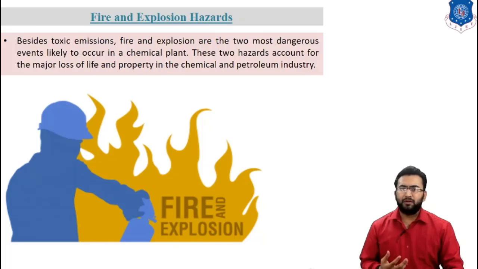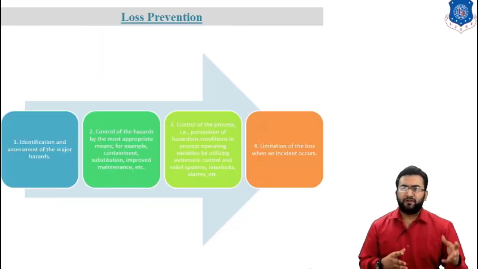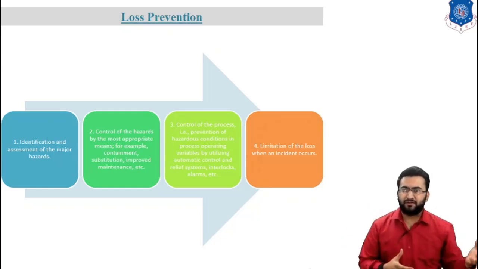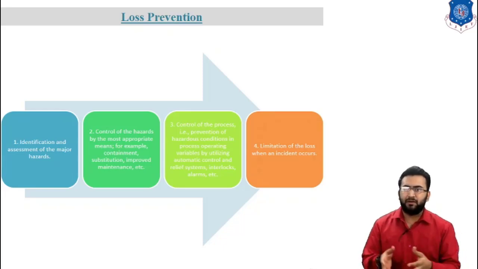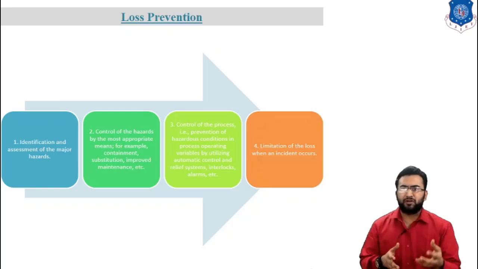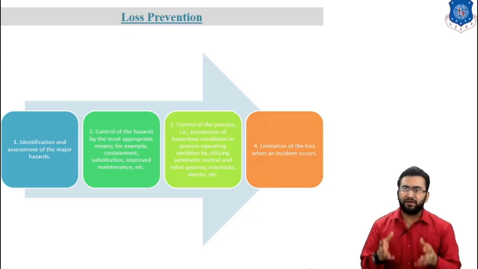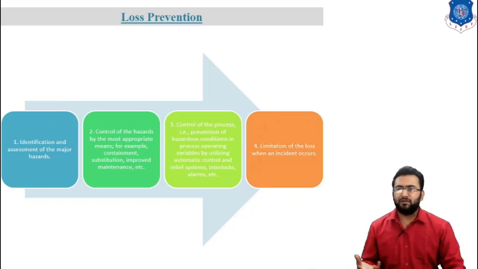Now let's talk about loss prevention. Loss prevention in process design can be summarized under the identification and assessment of the major hazards, control of hazards by the most appropriate means, for example, containment and substitution, improved maintenance, etc., and control of the process and limitation of loss when an accident occurs. So this is all about loss prevention.